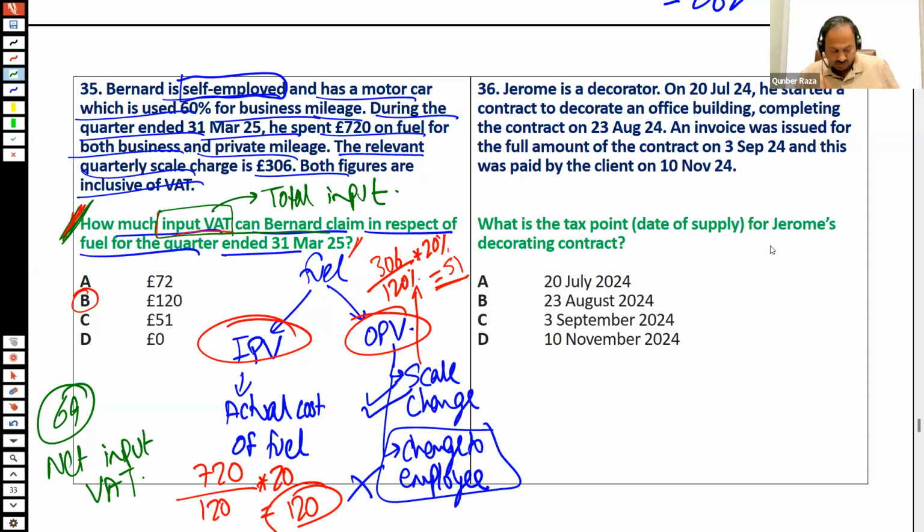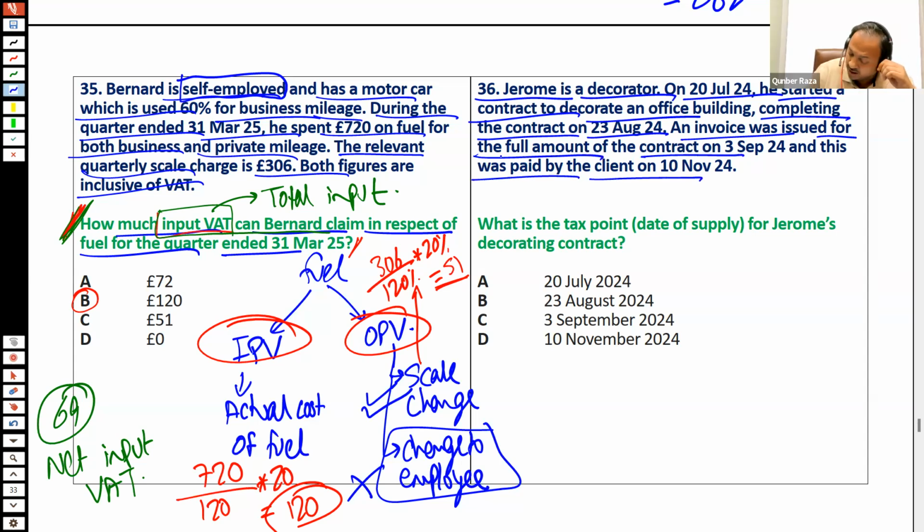Is this thing clear? The VAT related? Perfect. Next. Jerome is a decorator. On 20th July 24, he started a contract to decorate an office building, completing the contract on 23rd August 24. An invoice was issued for the full amount of the contract on 30th September 24, and this was paid by the client on 10th November 24.